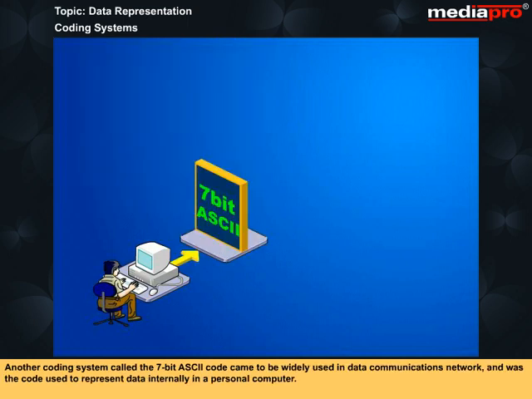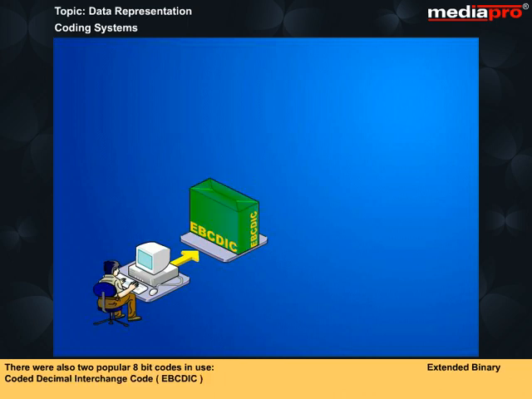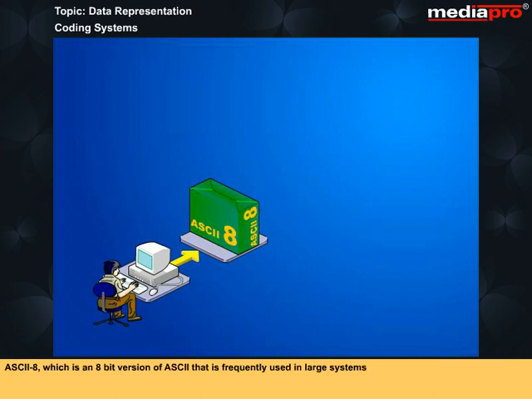Another coding system called the 7-bit ASCII code came to be widely used in data communications networks and was the code used to represent data internally in a personal computer. There were also 2 popular 8-bit codes in use: Extended Binary Coded Decimal Interchange Code, or EBCDIC, and ASCII 8, which was an 8-bit version of ASCII that is frequently used in large systems.